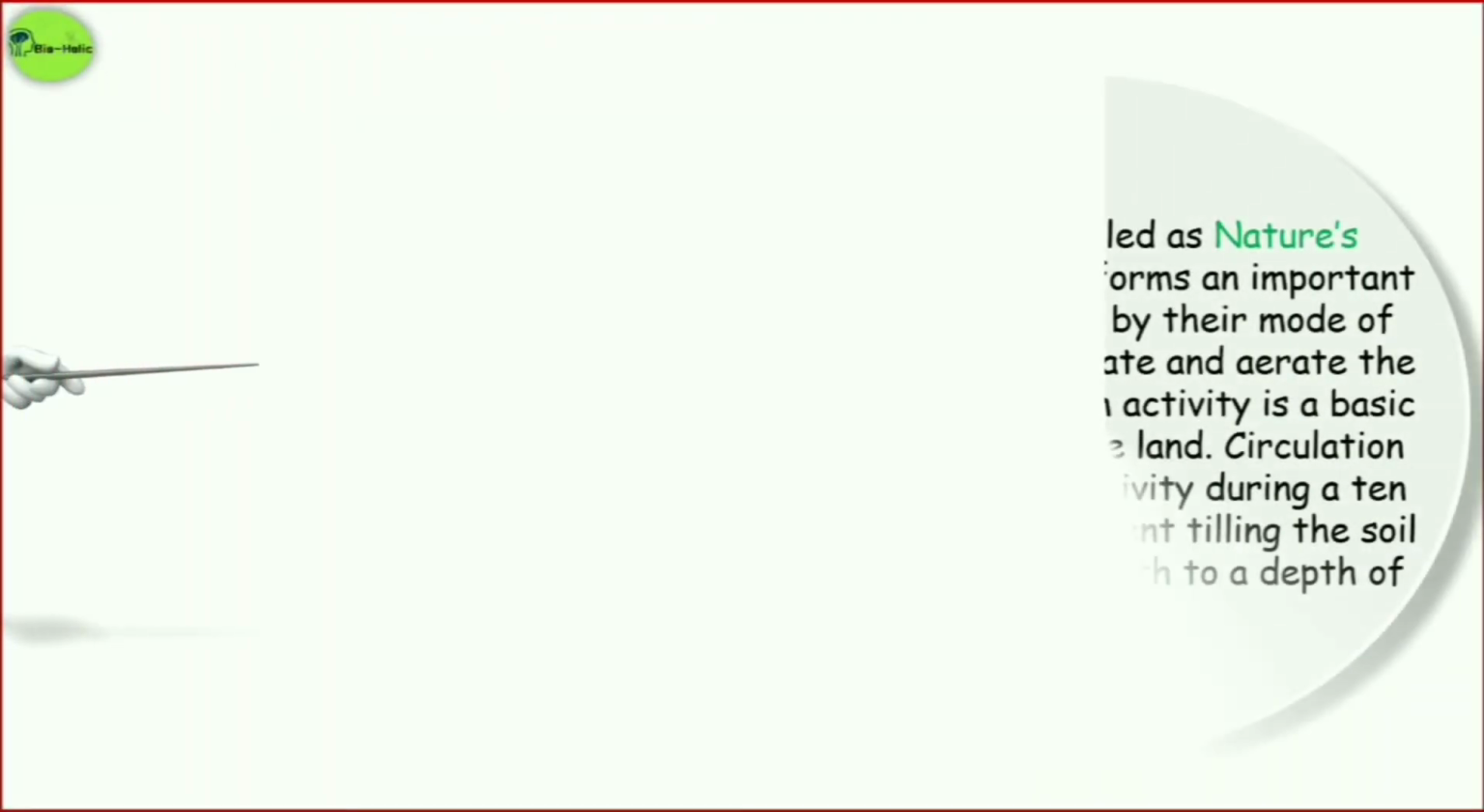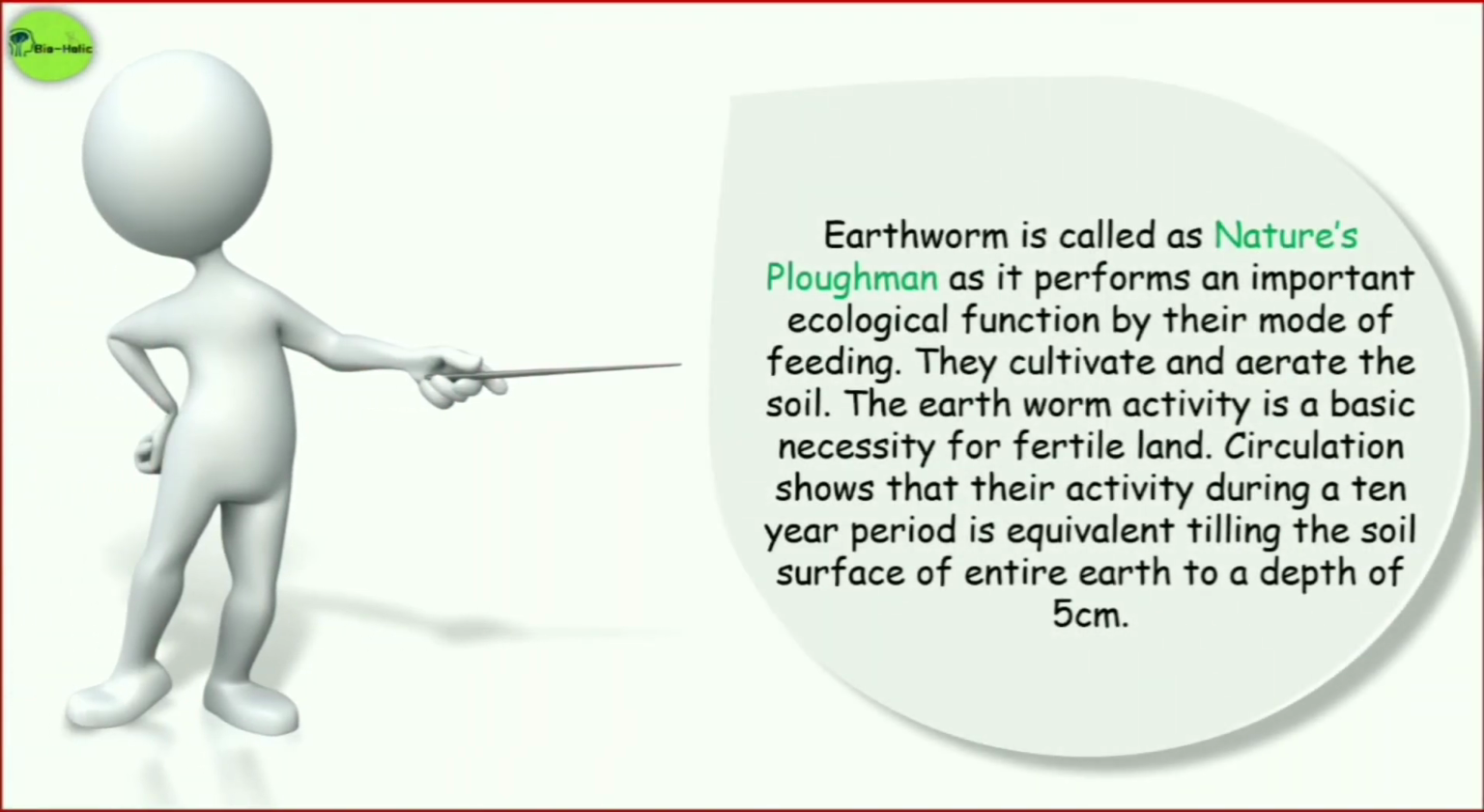Finally, here is a very interesting fact about the annelida. The earthworm is called nature's plowman, as it performs an important ecological function by its mode of feeding. They cultivate and irrigate the soil. Earthworm activity is a basic necessity for fertile land. So the calculation shows that their activity during a 10-year period is equivalent to tilling the soil surface of the entire earth to a depth of 5 centimeters.